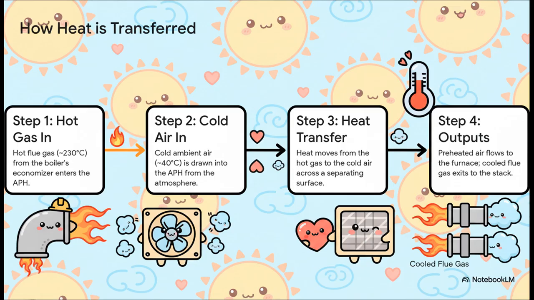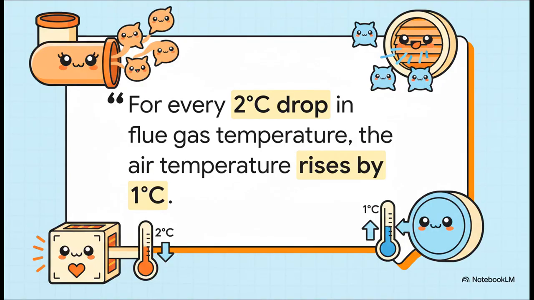So what you get is nice hot air heading to the furnace and much cooler flue gas going out the stack. Now this is a fantastic engineering rule of thumb that really governs how these things perform. For every 2-degree drop you get in the flue gas temperature, the combustion air heats up by about 1 degree. That ratio is fundamental to designing and sizing these units.